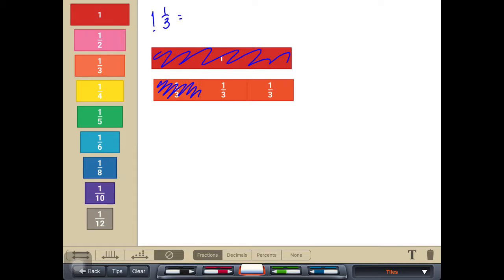To turn a mixed number into an improper fraction, we have to make the whole number into a fraction that has the same denominator as the fractional part. So we basically need to turn this 1 whole into thirds. Okay? Now ask yourself, how many thirds are there in 1 whole?